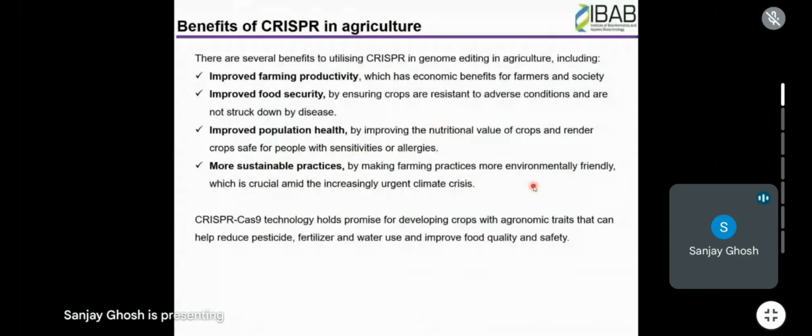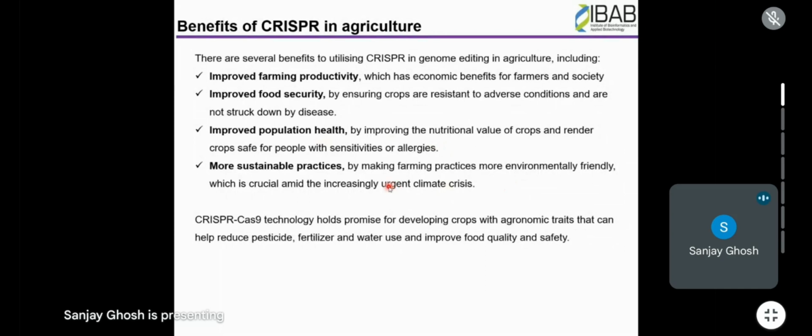So what are the benefits of CRISPR in agriculture? Of course, as we saw through different examples, it can lead to better farming productivity, that is more grain, more yield, and better production per square area. It can also help in food security, because then we can make insect resistant, pest resistant, and even drought resistant plants and crops. It can also improve health because more nutritious fruits and vegetables can be created, which can express carotenes or other important metabolites. Also, we can reduce the allergies caused by certain foods by knocking out the genes, as we saw for wheat.